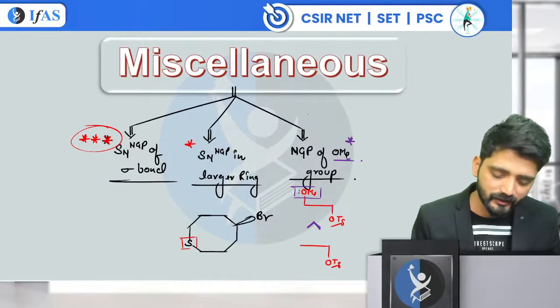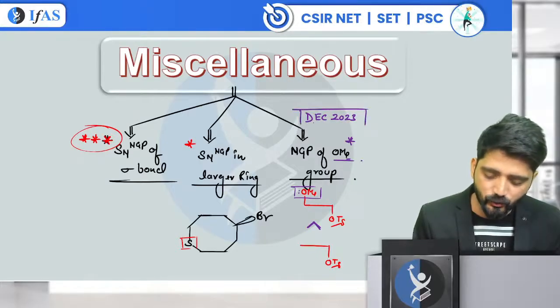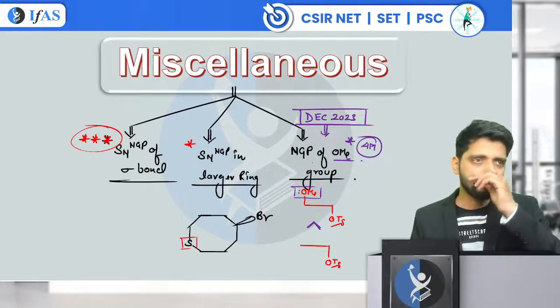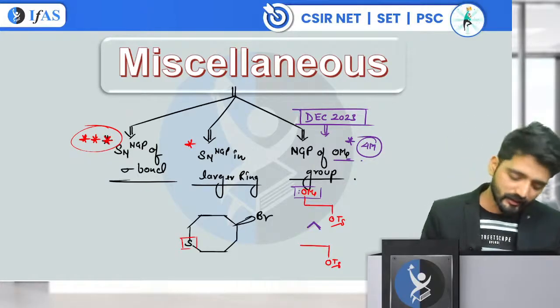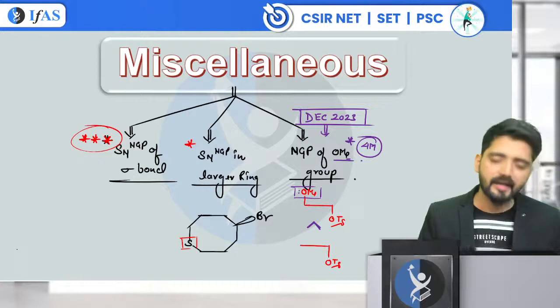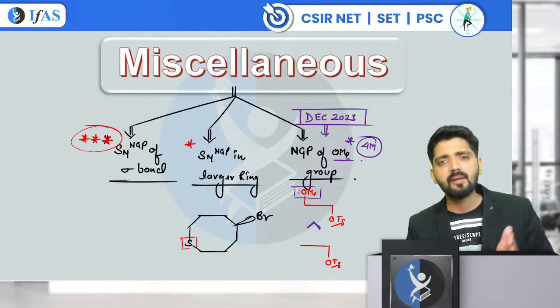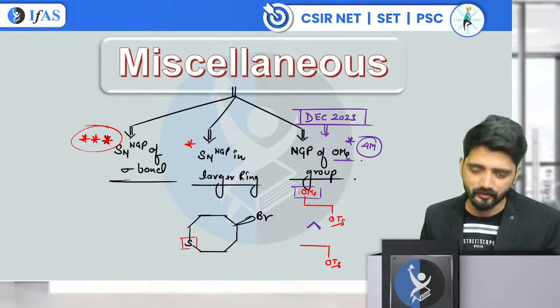We will see it from the same concept in the NET held in December 2023. The question was asked from this concept only, and it was of 4 marks. The question was easy, but it was a little bit lengthier in nature. So these are the things which we need to discuss, and there is also a small name reaction called the Demjanov and Tiffeneau-Demjanov reaction, which we can also cover in this miscellaneous part only.